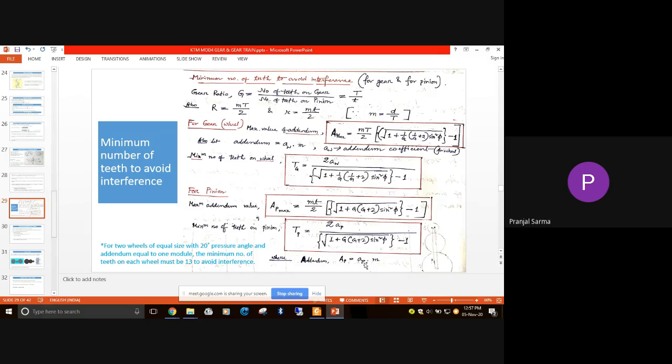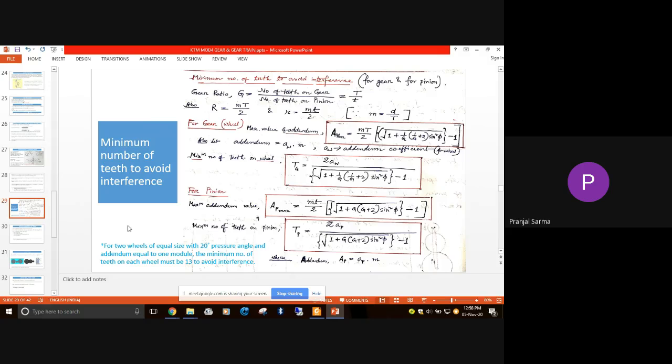In many cases you will see the addendum coefficient like that. Nowadays, 20 degree and 25 degree are the standard values for the pressure angle. Previously 14.5 degree was also utilized. Even nowadays you will come across 14.5 degree in some older designs, but we have now come up to 20 degree, 25 degree and so on.